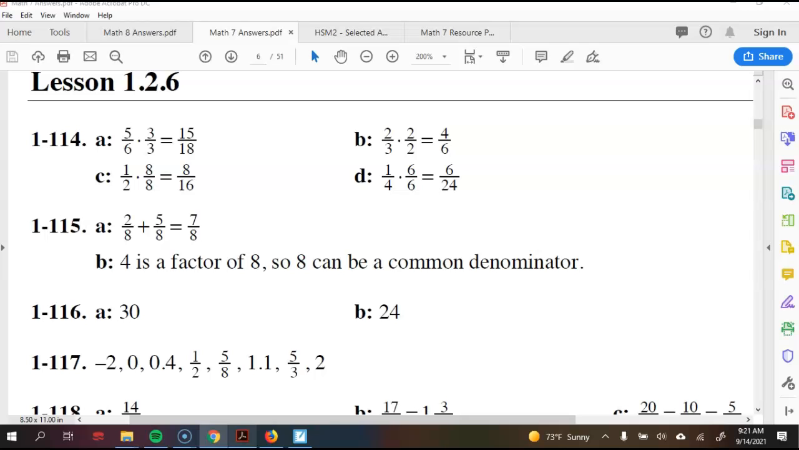Remember, when we're multiplying the fractions, we do it to the top and the bottom. So that's why in 114, you're seeing times 3 times 3, times 2 times 2, times 8 over 8, times 6 over 6. But when you add the fractions, like in number 115, when the denominators are the same, which we need, then they stay the same. Any questions on 14 or 15?